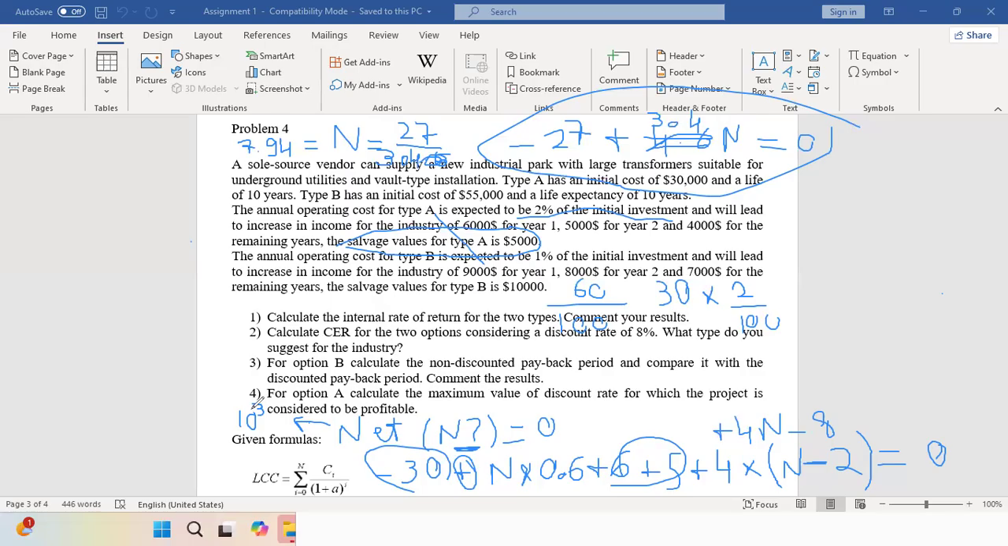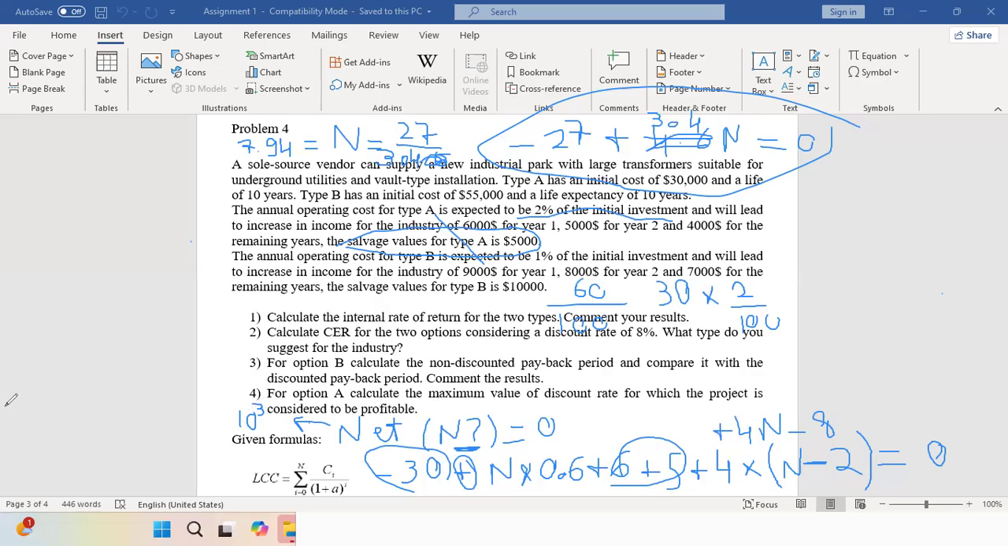You can start, because the calculation of the non-discounted payback period is really simple. You can start with it, and it will be an indication for you whether to continue or not. If you get a non-discounted payback period of 8, which is close to 10, you can say it's not attractive. No need to continue with the analysis. Okay. The same for B.